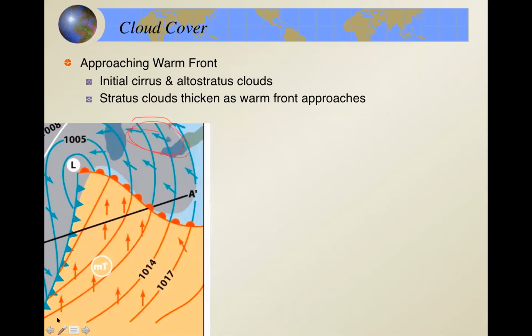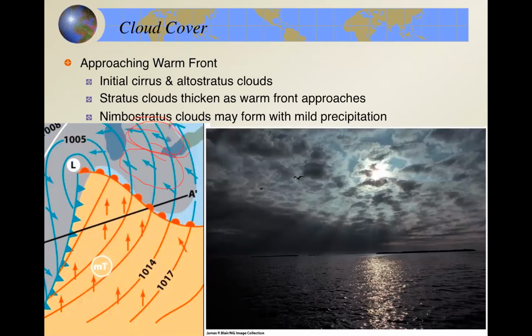As the warm front gets closer, we expect that behind will, in this region, start to have thicker clouds and eventually possibly nimbostratus clouds with precipitation along the warm front. And so as a visual for this, this is what we might see. And this is what your students might see as well.